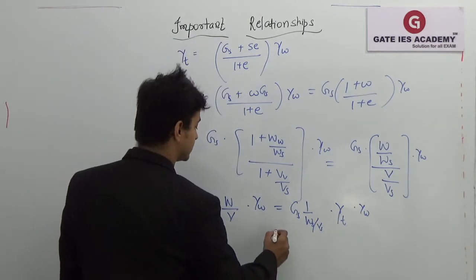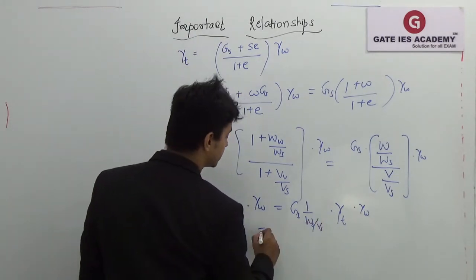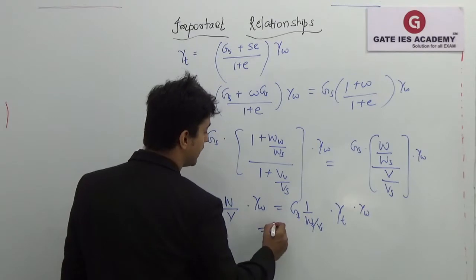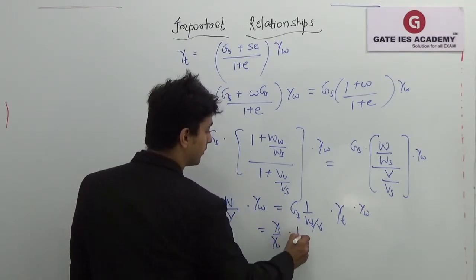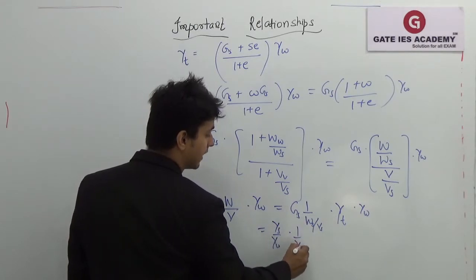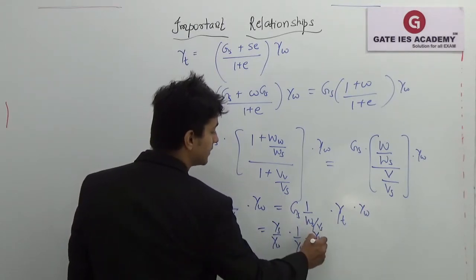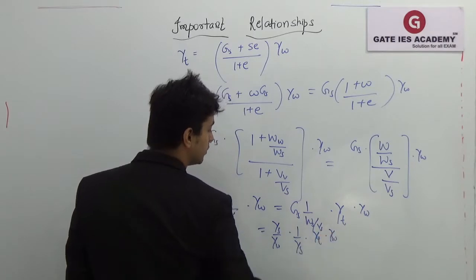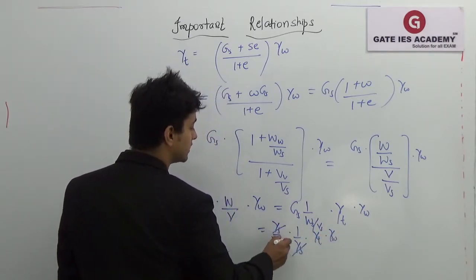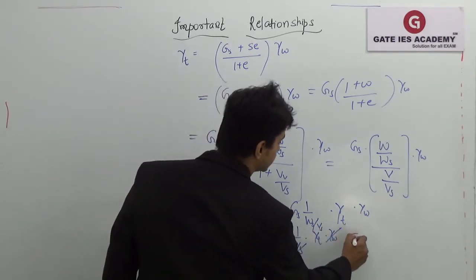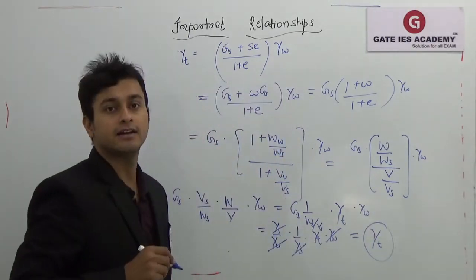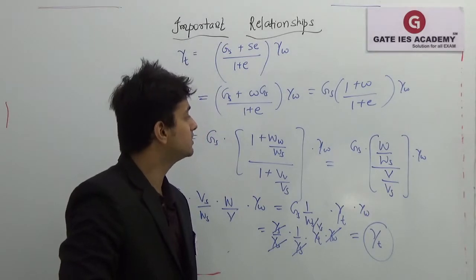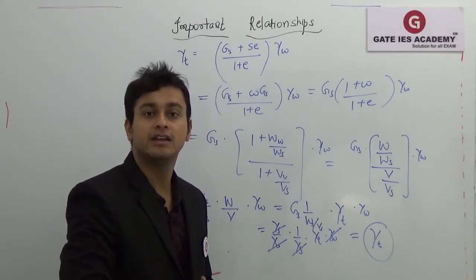So Gs can be written as nothing but γs upon γw, into 1 upon Ws by Vs, which can be written as γs into γt into γw. So γs cancels, γw cancels. This is nothing but equal to γt, which is my desired result, which you can understand very, very carefully.